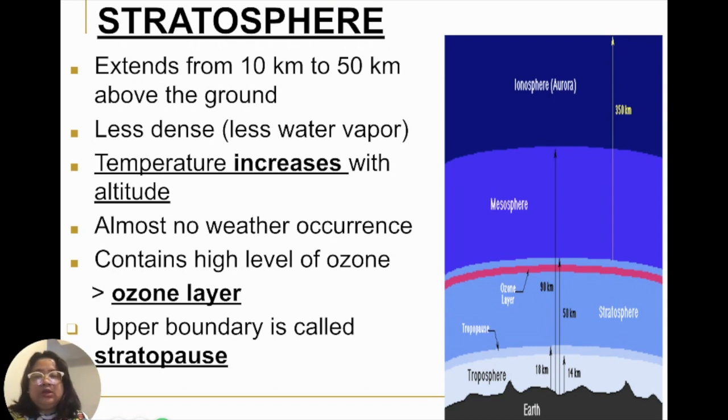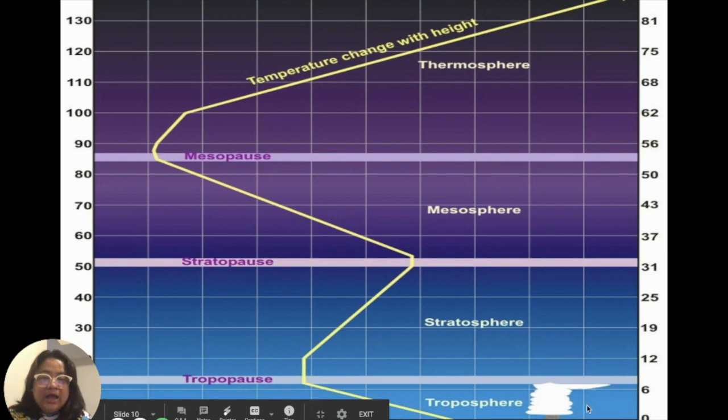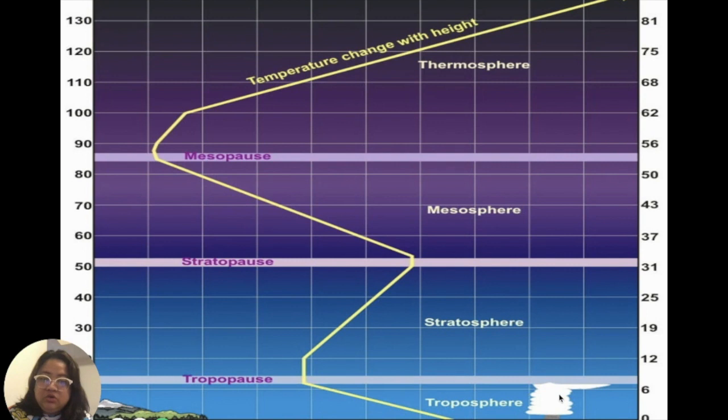So absolutely there is no weather occurrence in the stratosphere. The stratosphere is where the ozone layer can be found. This is the location of the ozone layer. And then the upper boundary of the stratosphere, the one that divides the stratosphere and the next layer, which is the mesosphere, is what we call the stratopause. Like what I've said, as the altitude increases, the temperature also increases.